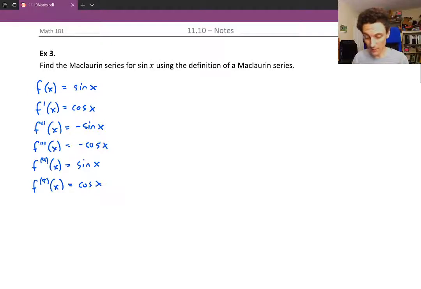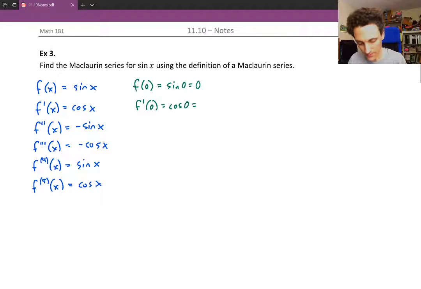Now we're going to be interested in what happens when you plug 0 into those derivatives, so let's do that off to the right. F of 0, use a different color for these. F of 0 equals sine 0, which is 0. F prime of 0 is cosine 0, which is 1. Second derivative at 0, that's going to be back to 0. The third derivative at 0 is negative 1. The fourth derivative at 0 is back to 0.